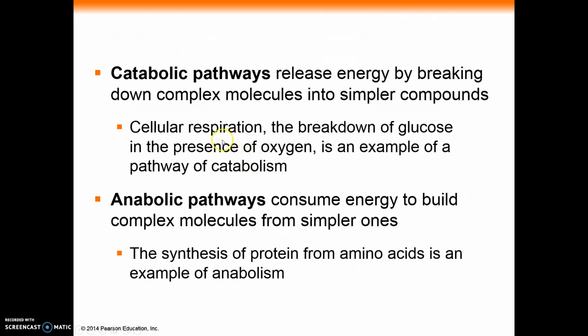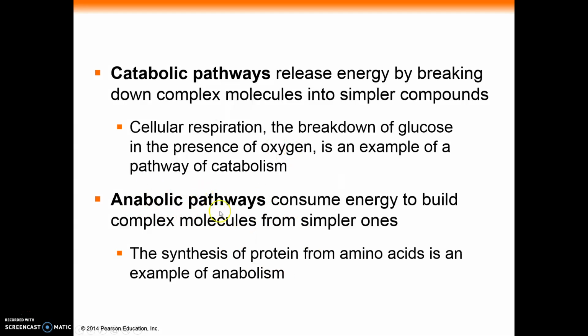So examples of this is when we break down glucose and produce ATP from it, we are taking something, a large complex molecule, and breaking it down ultimately into carbon dioxide. So this is a 6-carbon compound. We're going to end up producing 6 carbon dioxides from this. And in this process, it will release energy, and we can harvest that energy and turn it into ATP.